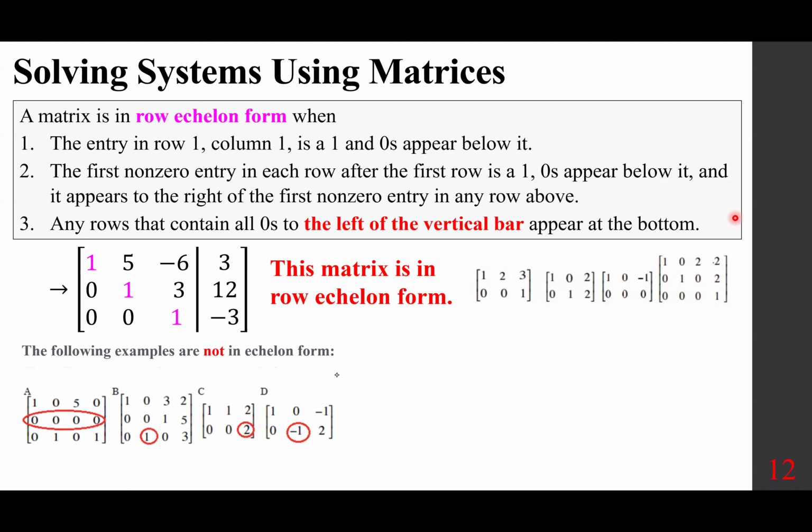The following examples are not in echelon form, everybody. Let's see why this is the case. We look at part A. Matrix A does not have all zero rows below non-zero rows. You see all zeros is somewhere, but not at the bottom. It doesn't matter which row. If it's not at the bottom, it's out. This is not in row echelon form.